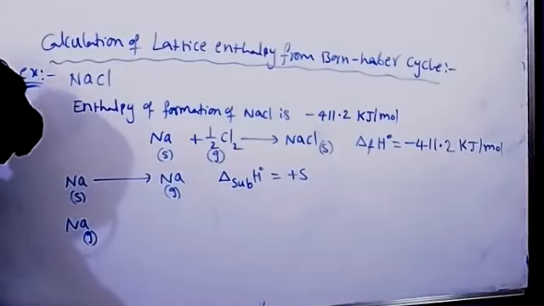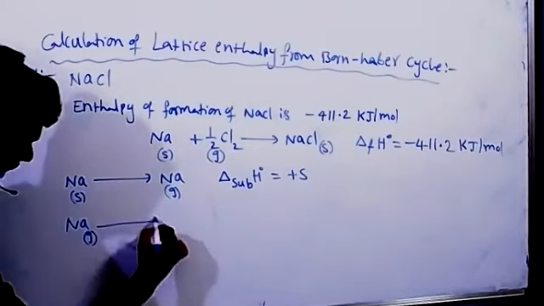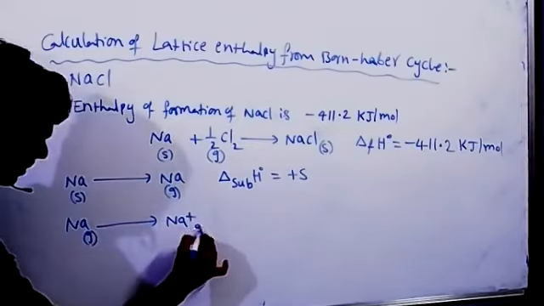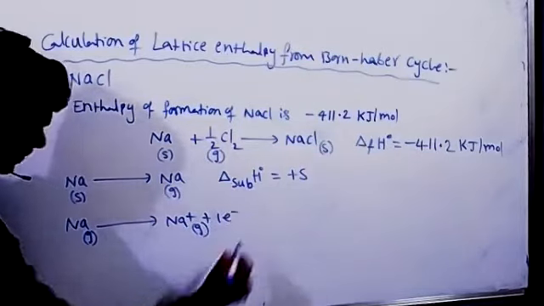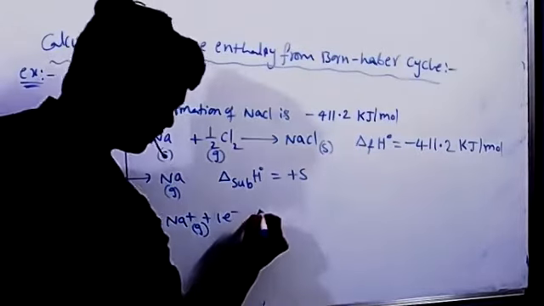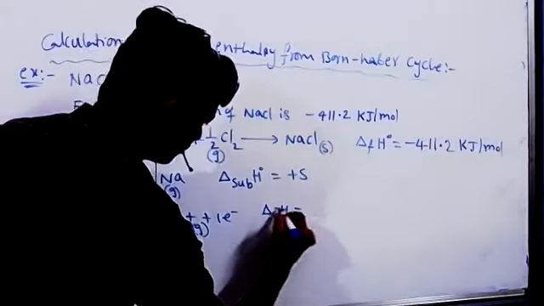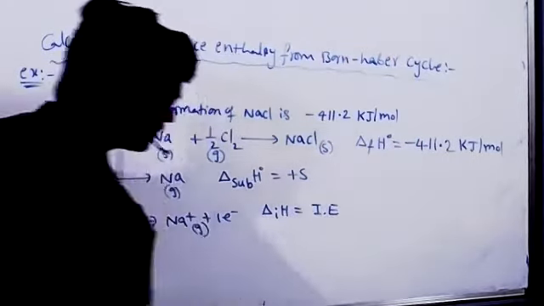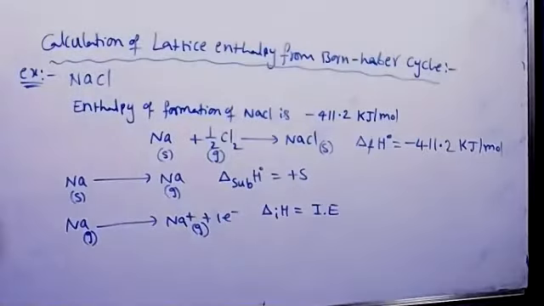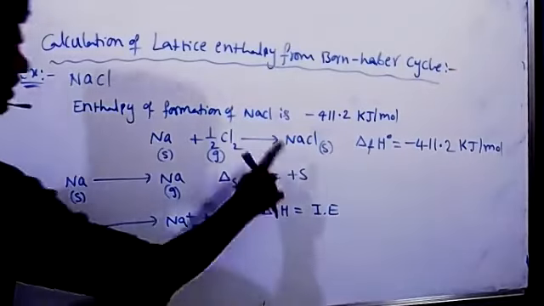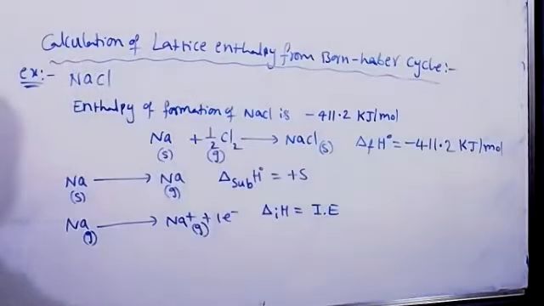becoming its cation Na plus, still in the gaseous state. This is what we call ionization enthalpy, or ionization energy. Now sodium is ready to form the compound NaCl. Chlorine must do the same: first it has to undergo atomization, then it has to gain an electron.